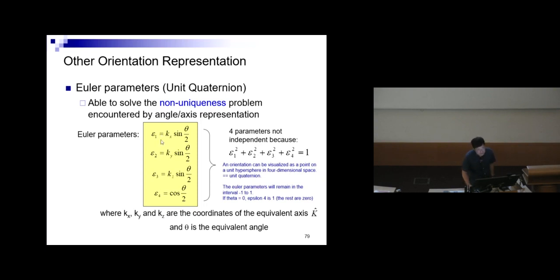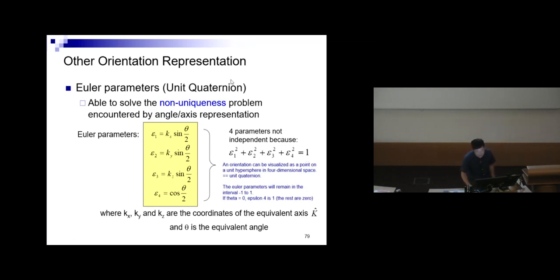But what happened here for the Euler parameter is that you have these 4 parameters. So these 4 parameters are interesting. These 4 parameters are not independent. Not independent meaning that if you change one value it will affect the rest of the values. An independent parameter means that if you change one, it doesn't affect the rest. So they are not independent, and you have epsilon 1 square plus epsilon 2 square plus epsilon 3 square plus epsilon 4 square equal to 1.